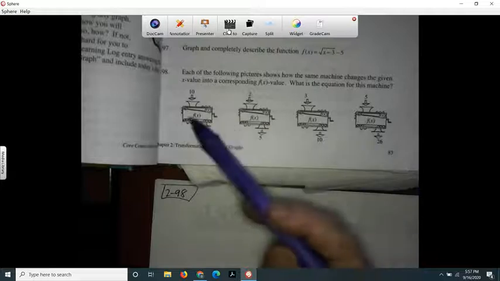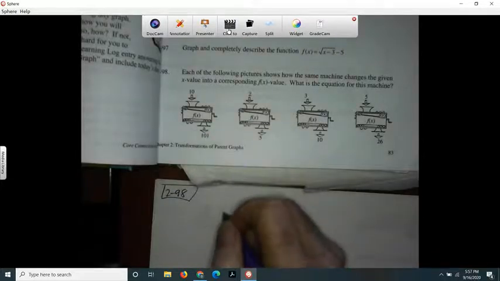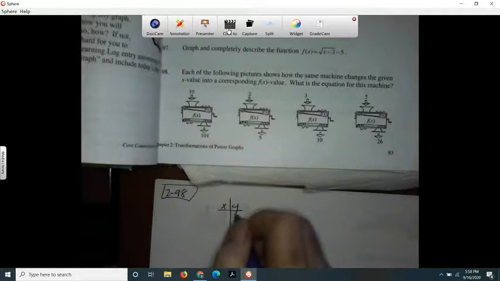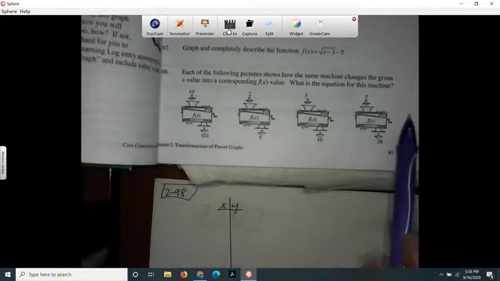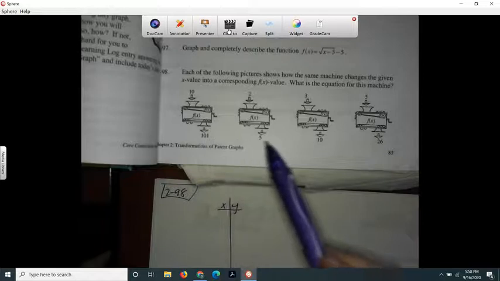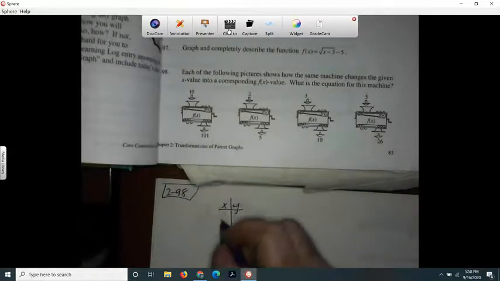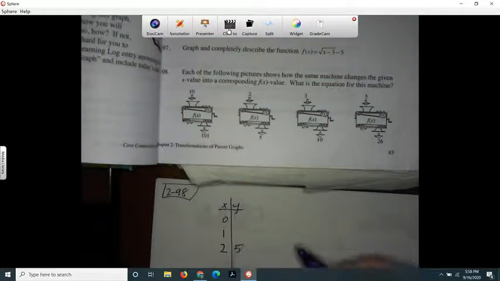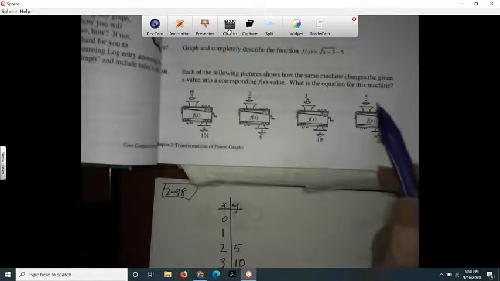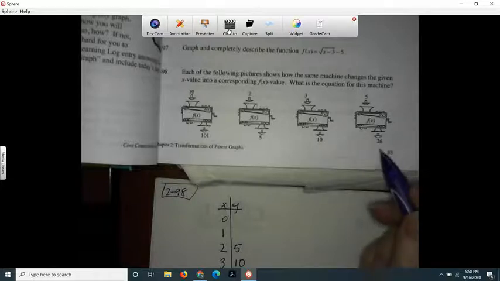So I think what I'm going to do is make an x and y table, and I'm going to leave room. These numbers that are being input into the machine are x values, the ones on the top, and f of x is the same as y. These are y values. I don't know what happens when I put in a 0 or a 1, but if I put in a 2, I get out a 5. If I put in a 3, I get out a 10. I don't know what I get for a 4, but when I put in a 5, I get a 26.